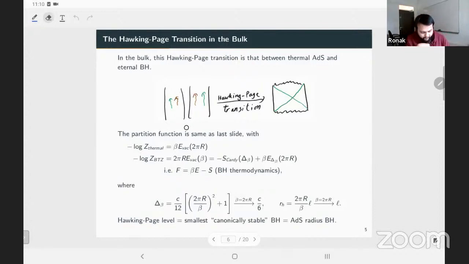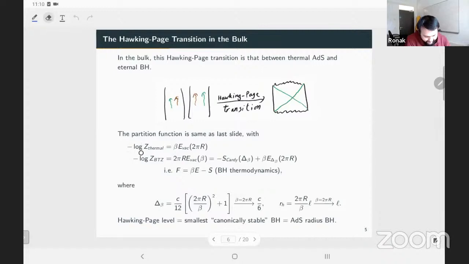The low temperature phase is what's known as thermal AdS. It's two copies of vacuum AdS with entangled bulk fields. The high temperature phase just looks like a two-sided eternal black hole. And this was the original Hawking-Page transition. Hawking and Page's paper was about this transition. And later with AdS/CFT, people understood more about the CFT dual of this.